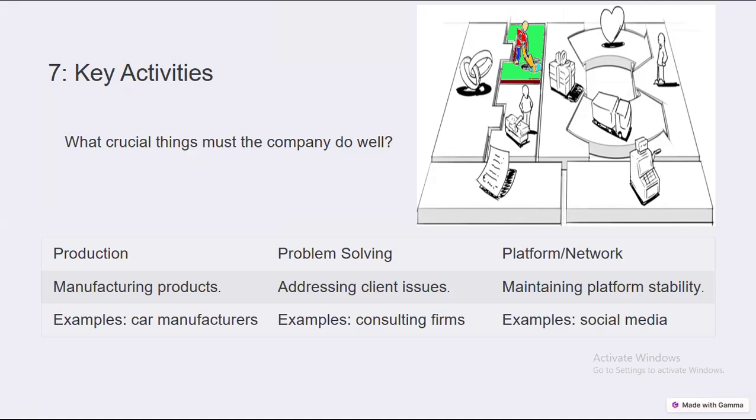Okay? So if it's a production company, then you know that you are manufacturing products. Your focus will be on physical resources, right? If you are solving a problem, then you are addressing your client's issues. Okay, and this is mostly for service organizations. You are addressing the issues of your customers. That's what you are doing. If you're having a platform or a network, then your key activity is to maintain the platform stability so that at every time people can access it.